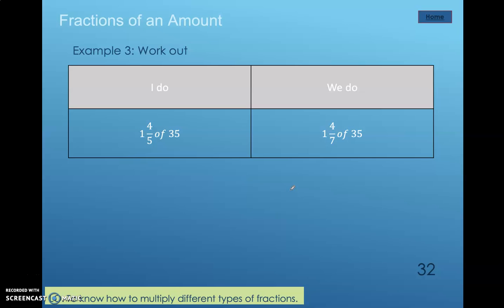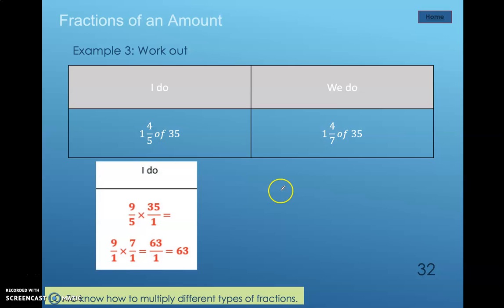So now we definitely know the numbers are larger than 1 because they're giving it us as a mixed number. So do we predict that our answers are going to be bigger than 35 or smaller? Let's have a look. So we turned it from mixed to improper, and then we perform our multiplication. Cross simplify where possible. So both of these are divisible by 5. So that becomes 1. 35 becomes 7. We then times the numerators and we times the denominators. So you can pause the video now and give the we do a go.